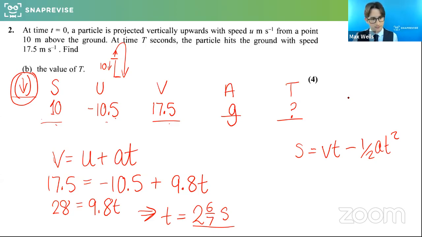So because I set that as the positive direction, that's how I know S, because I'm looking at the whole motion up to the end. So I used the displacement at that point, which was S equals 10. Is that all right?